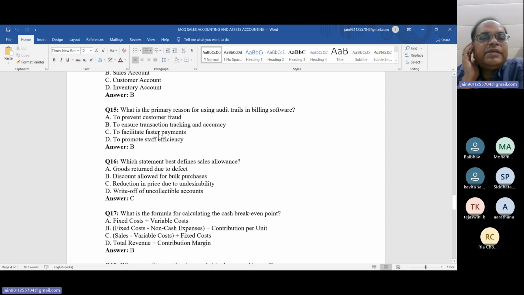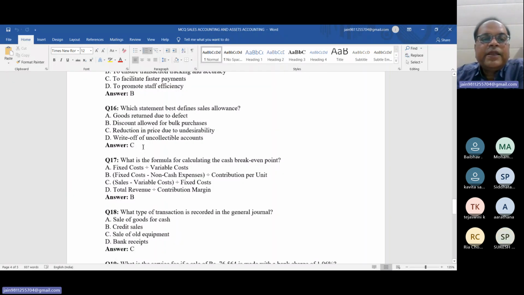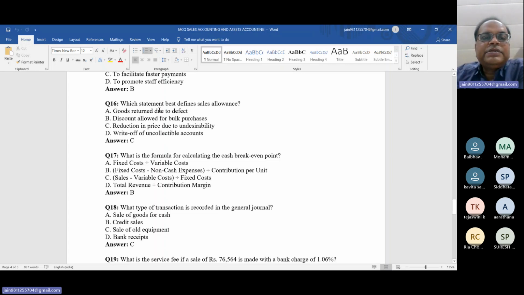Which is the primary reason for using audit trails in billing software? To prevent customer fraud, to ensure transaction tracking and accuracy, to facilitate faster payment, and to prompt staff efficiency. So the correct answer is B. Next. Which statement best defines sales allowance?